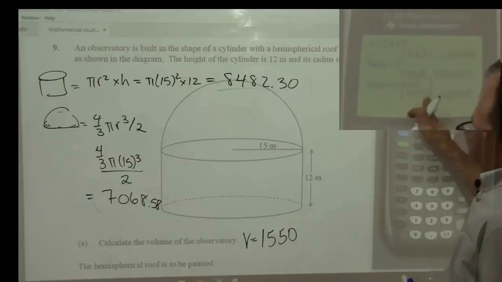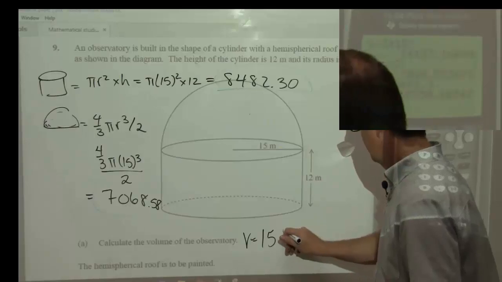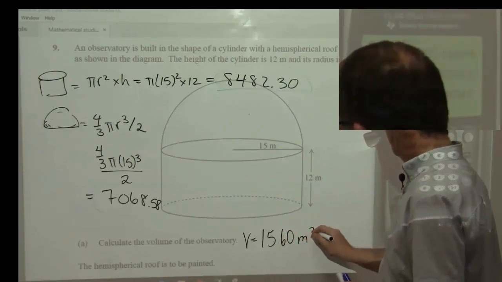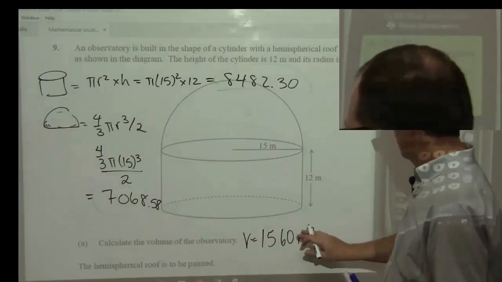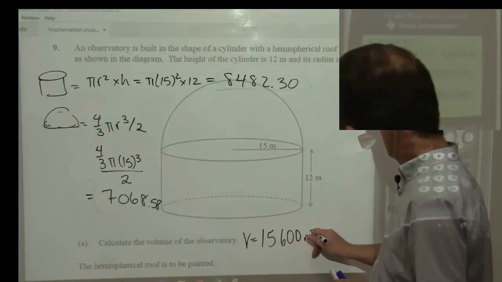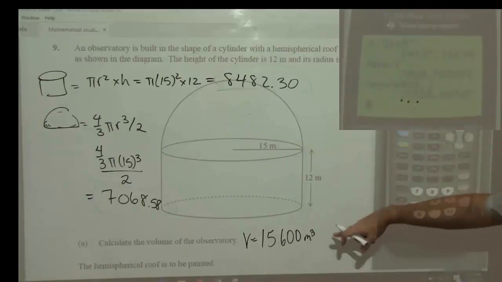So 155, that 5 becomes a 6. And this is volume, so make it cubic meters. So once again, we have 1, 2, 3, and after that third 5 is a 5, which is why I've rounded up to be 6. Oh, and sorry, I forgot a 0. Let's make sure it says 15,600.